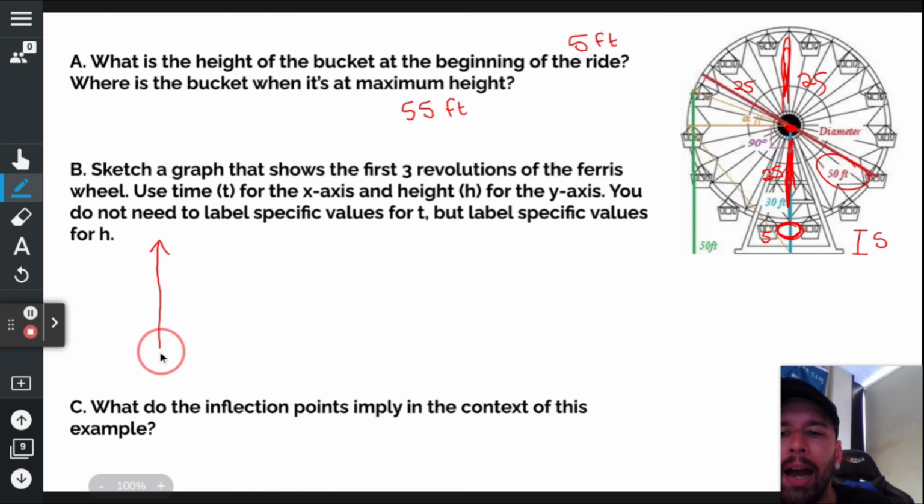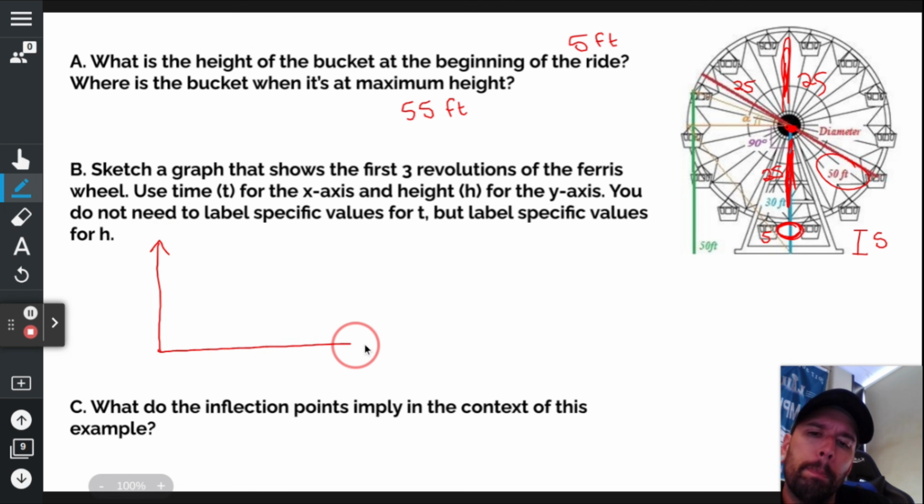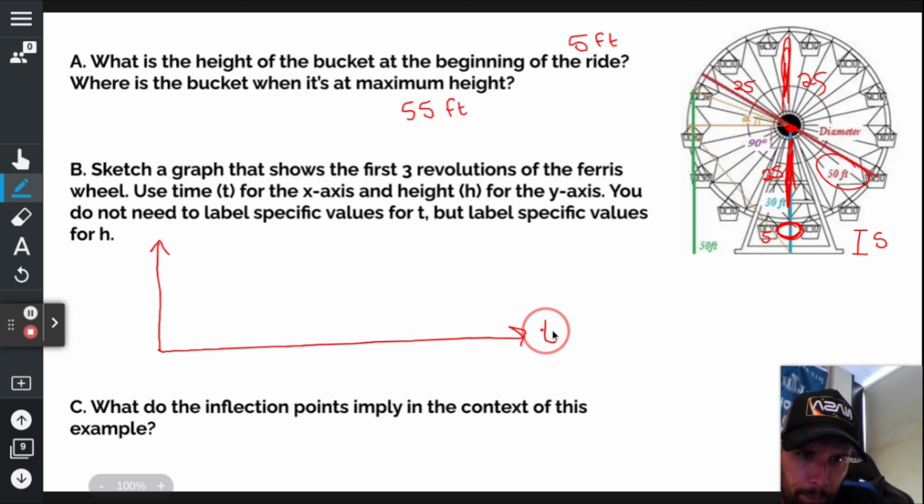So I'm going to write out, this is going to have to be a big one, your t. I don't care about time. I'm going to label specific values of 5 where it's at the very bottom, 30 where it's in the middle, and 55 where it's at the very top.